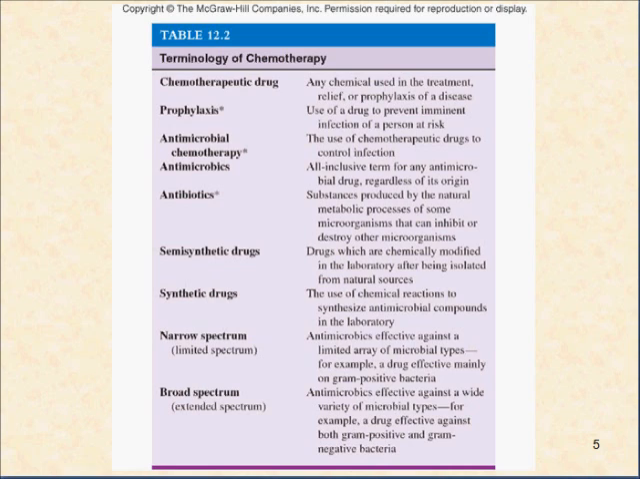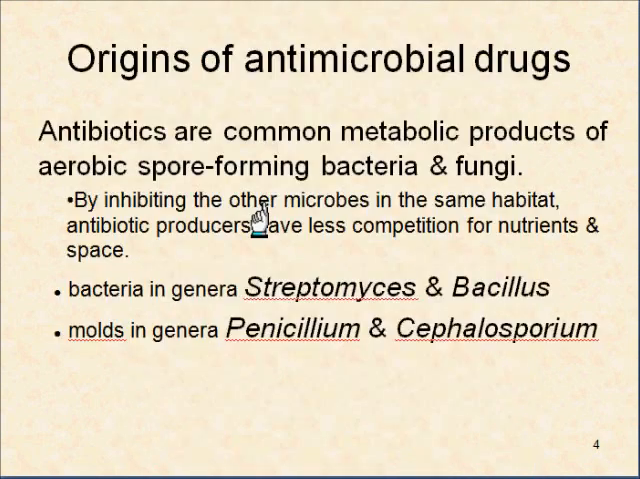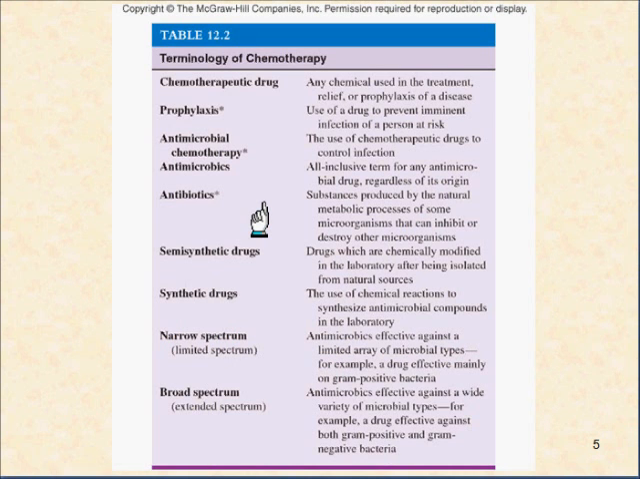This table shows some aspects of chemotherapeutic drugs, just some terminology, so make sure that you understand what a chemotherapeutic drug is, which is any chemical used in the treatment, relief, or prophylaxis of disease. Prophylaxis is the use of a drug to prevent infection of a person at risk. Antimicrobial chemotherapy is the use of chemotherapeutic drugs to control an already existing infection. Antimicrobics is just an all-inclusive term for antimicrobial drugs regardless of origin.